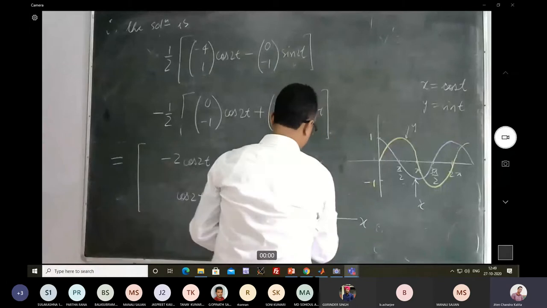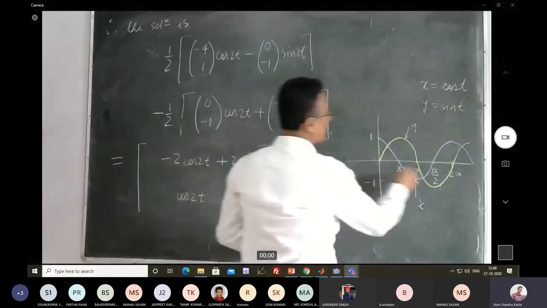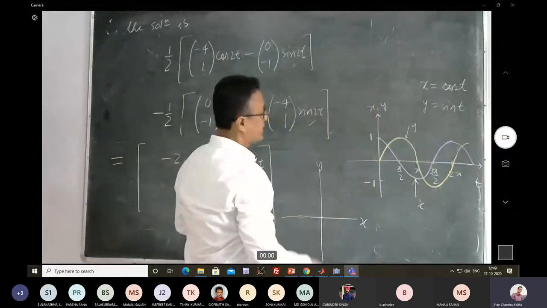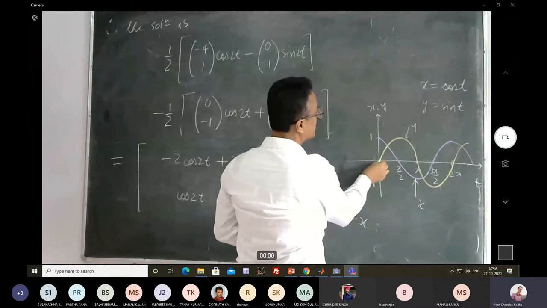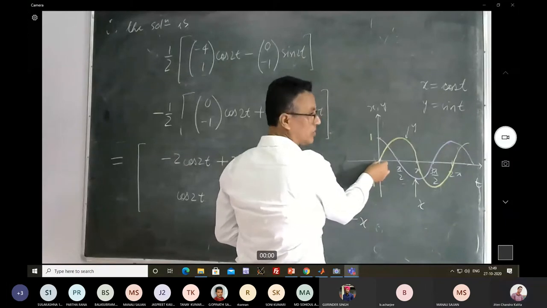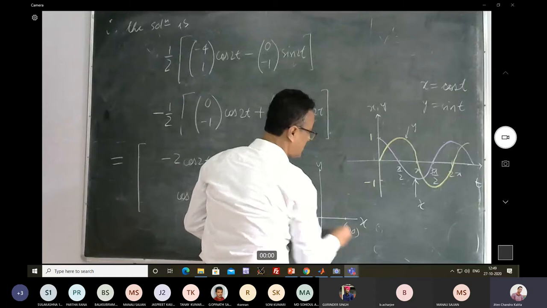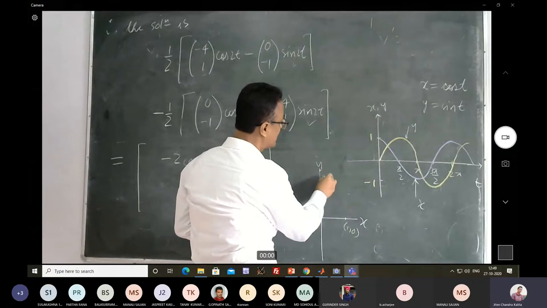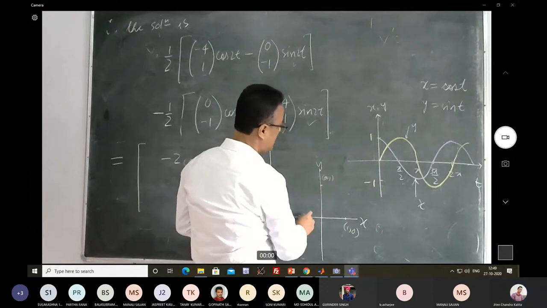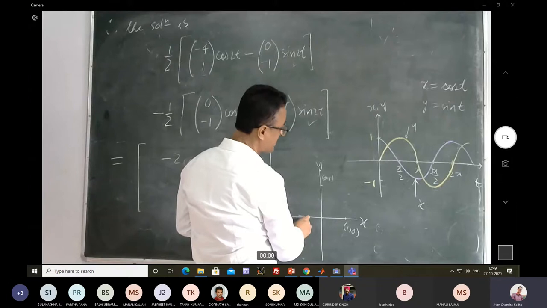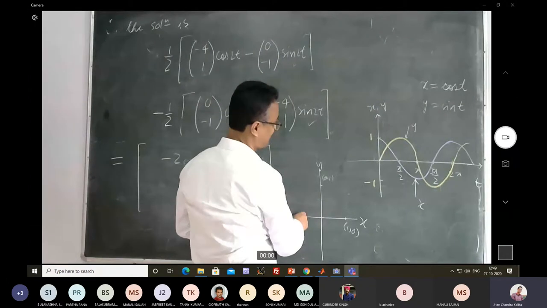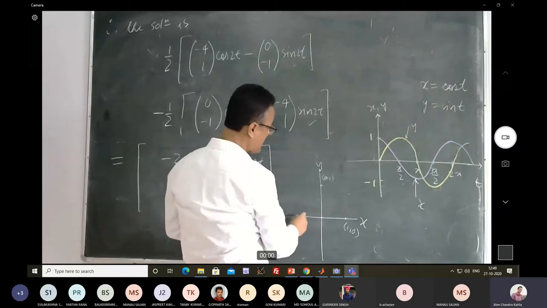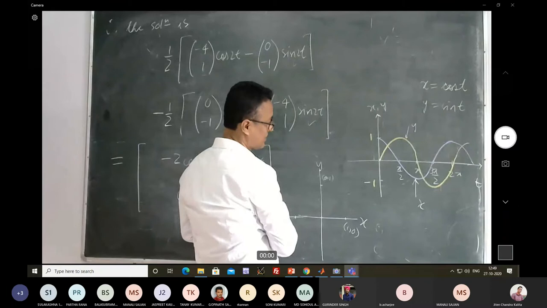Now, if I consider the xy plane, this is the t line, this is xy. Initially, what is the coordinate? 1, 0, isn't it? And when it is pi by 2, it is 0, 1. When it is pi, am I fine?